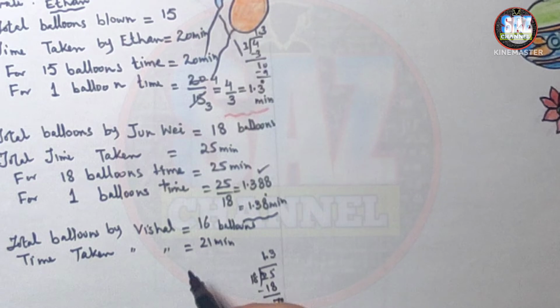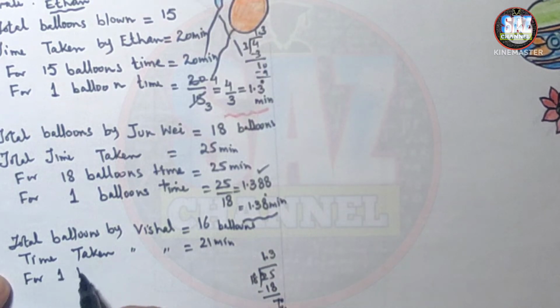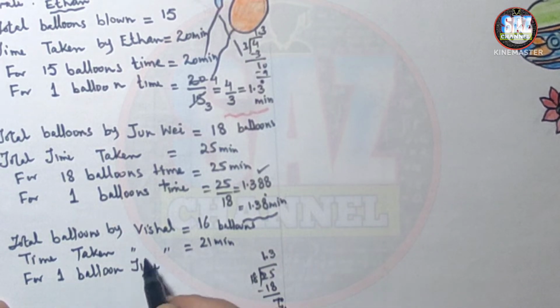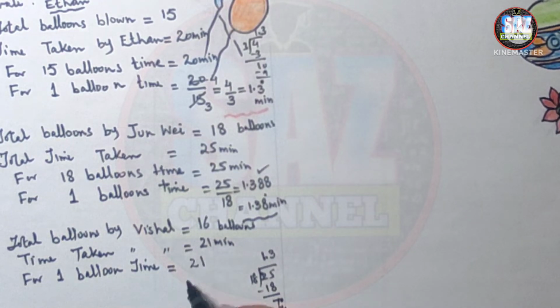And now what we have to do, students, is find the time for one balloon. For one balloon, time will be equal to 21 by 16, and when I am dividing 21 by 16, what is the answer that we are getting? Divided by 16, and this gives me 1.3125.